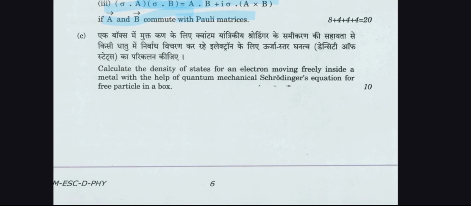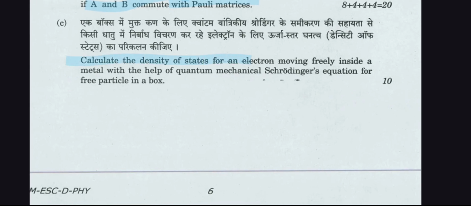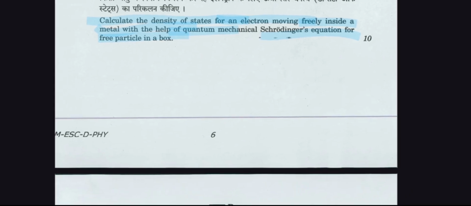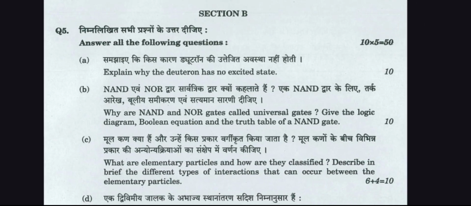Question C is here. Calculate the density of states for an electron moving freely inside a metal with the help of quantum mechanics. The Schrödinger equation for a free particle in a box. So this is the Schrödinger time-independent equation over here. Now Section B is here. Explain why the deuteron has no excited state.